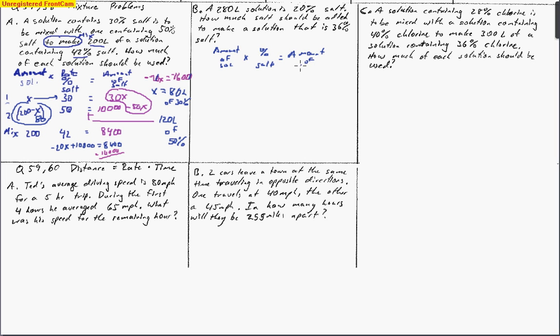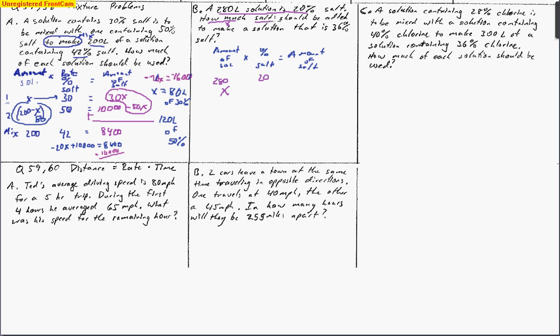So we go ahead and substitute our numbers in here. Reading it off, a 280 liter solution is 20% salt. Okay, so we've got a solution. It has 280 liters, 20% salt. Okay, how much? There's our variable. We don't know how much, so that's our variable x. So that's where the x goes this time.